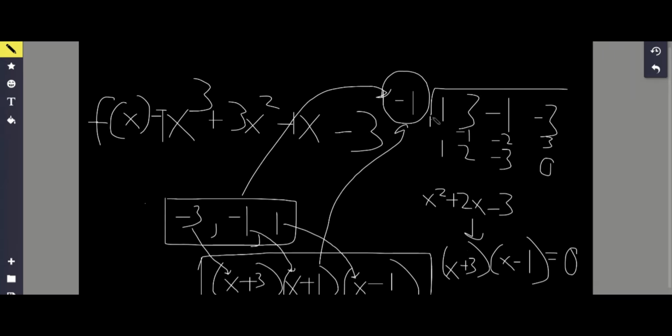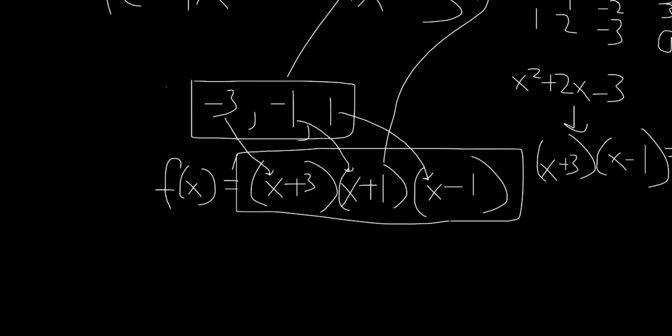And now, once you have the answers at your disposal, it's very easy to do things algebraically using synthetic division. And also, don't be like me and forget to put f of x. So f of x is equal to x plus 3 times, and then everything there.